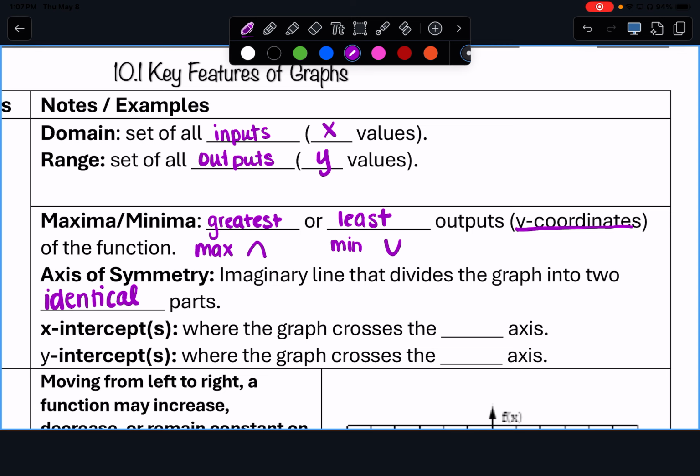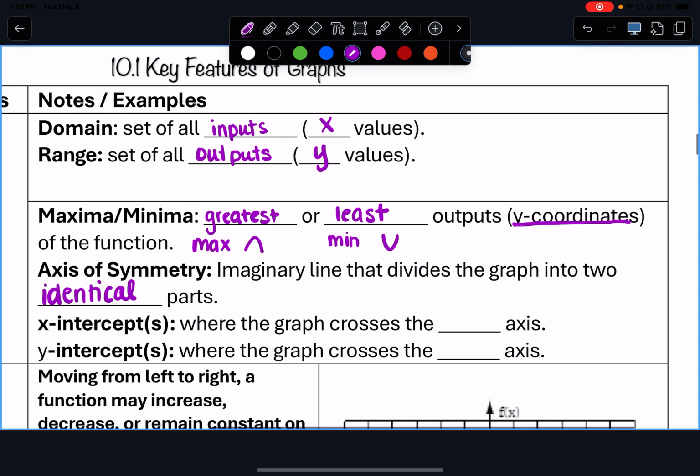Now, the next thing is x-intercepts. X-intercept is where the graph crosses the x-axis. And then the y-intercept is where it crosses the y-axis.